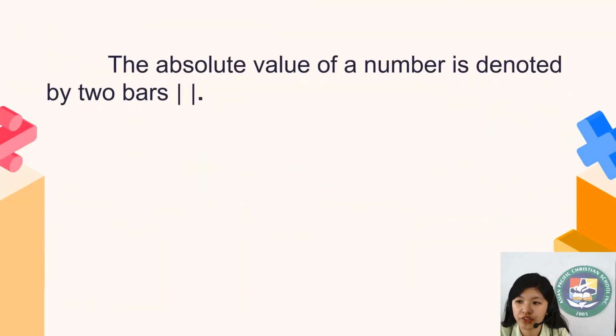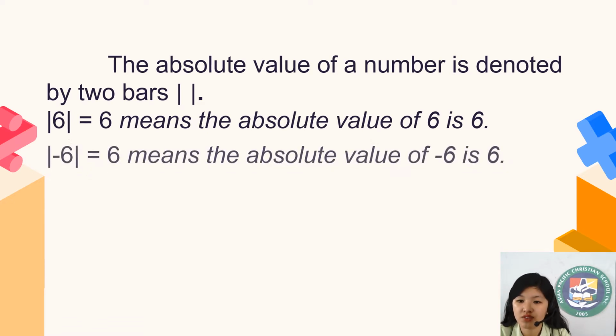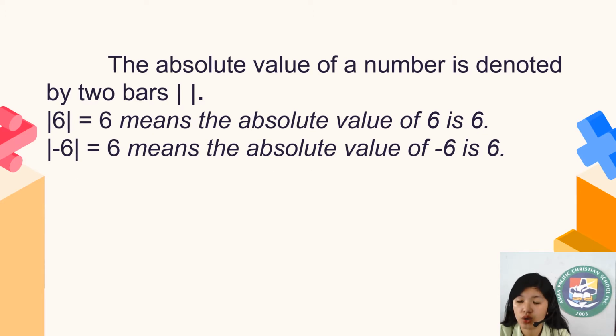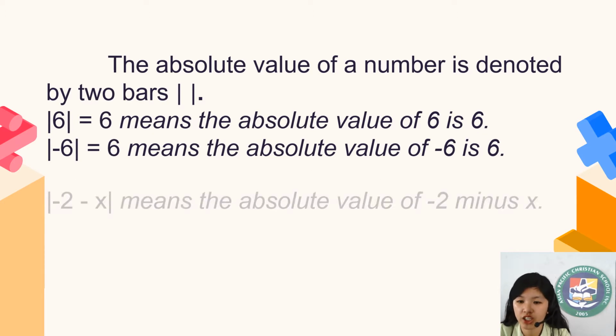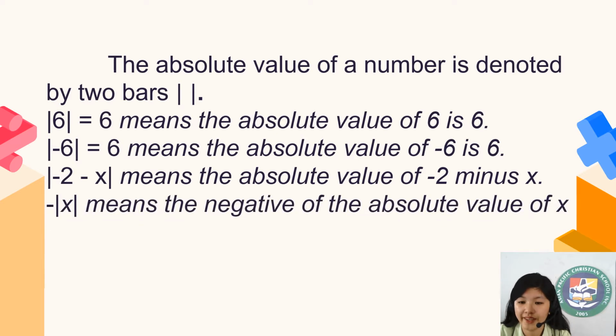The absolute value of a number is denoted by 2 bars. Ayan yung mga bar. And the absolute value of 6 is 6 also. And the absolute value of negative 6 is also 6 because the absolute value of a number is never negative. And the absolute value of negative 2 minus x. So, kung ano yung magiging sagot dyan, kahit negative pa yan sa loob ng absolute value, the absolute value of that number is positive. And negative absolute value of x.